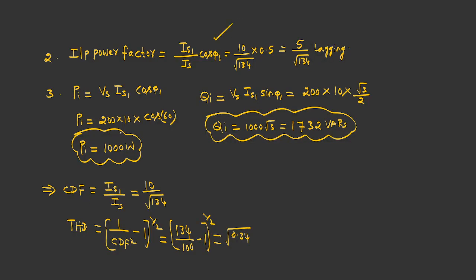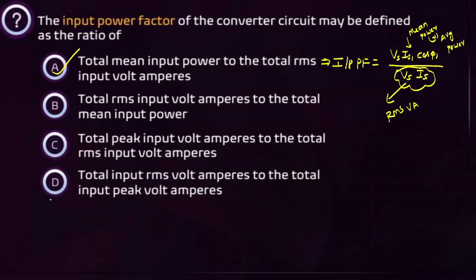Input power factor formula you know. Active power input formula you know. Reactive power input formula you know. Current distortion factor formula you know. THD formula you know. Please practice these questions. After practicing all these formulas, you have to practice this question because this model is repeated in GATE exam.